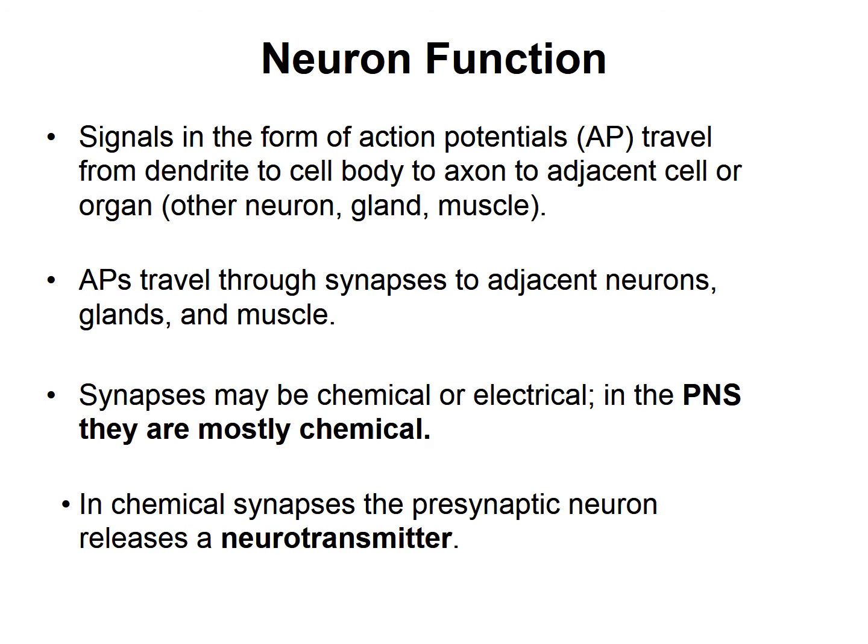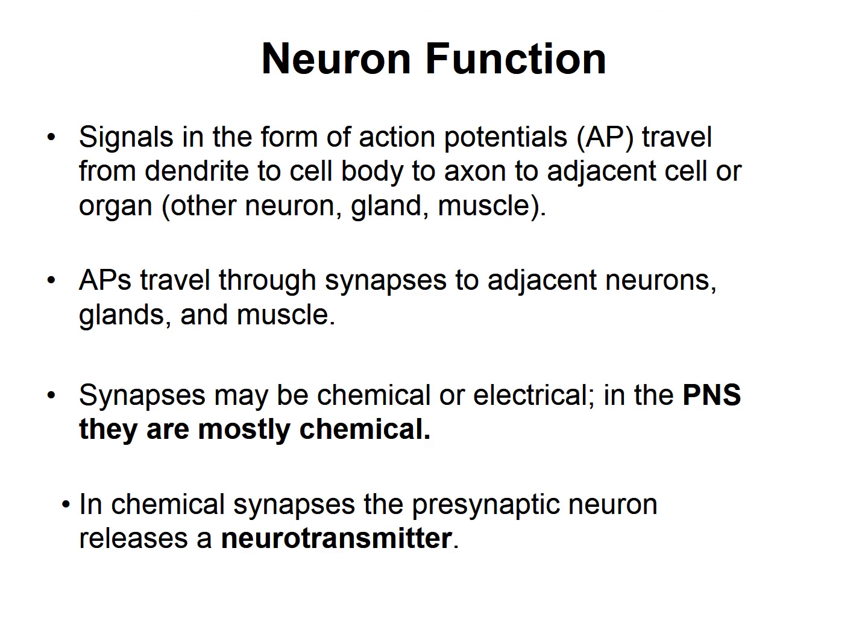Okay, the signals in the form of action potentials can travel from dendrite to cell body to axon and then to adjacent cells or organs. And those action potentials travel through synapses, as we know, into adjacent neurons, glands, and muscles. It's important to point out that a cluster of neuron fibers enclosed in a connective sheath is referred to as a nerve.